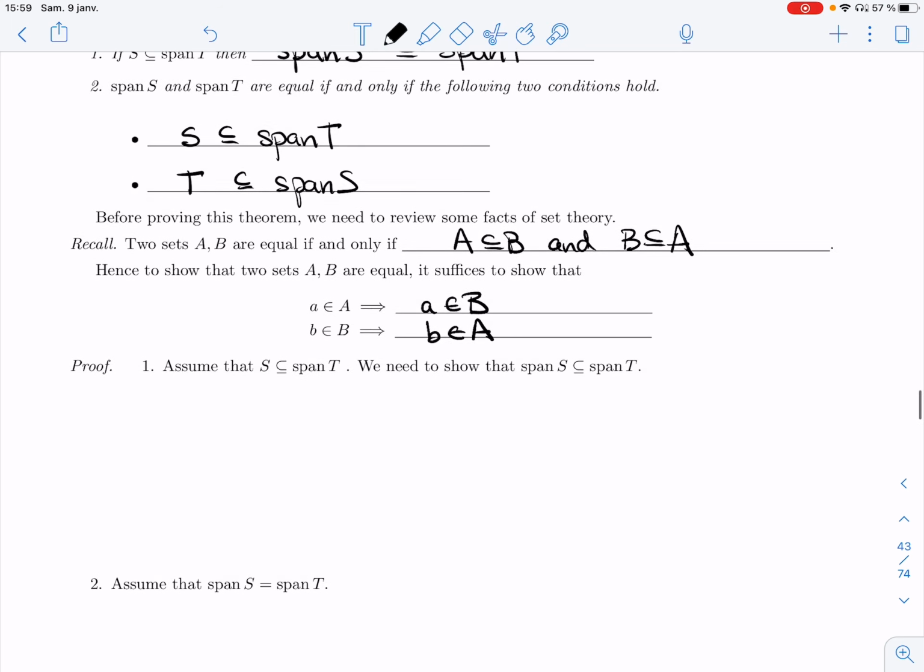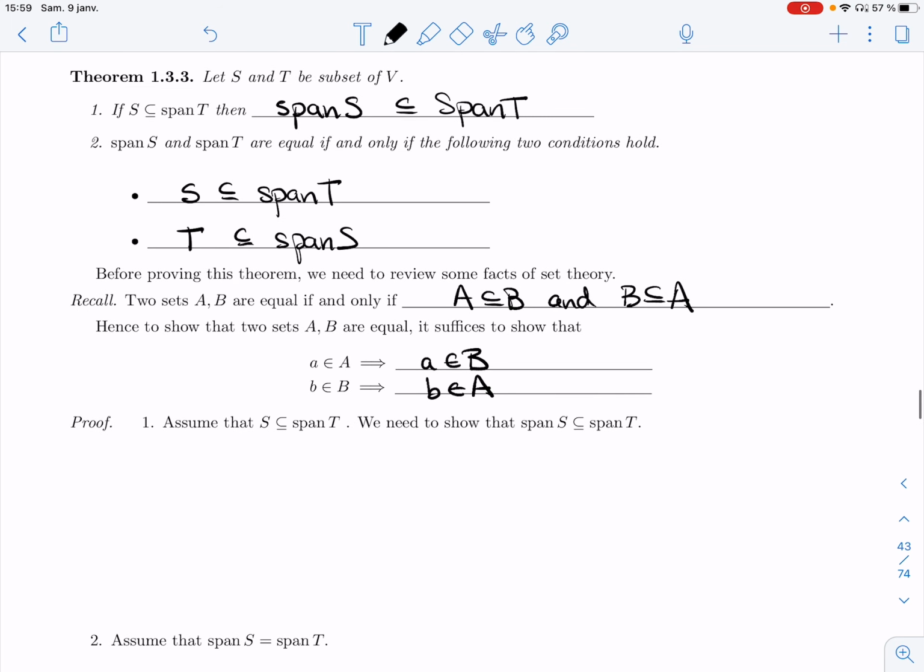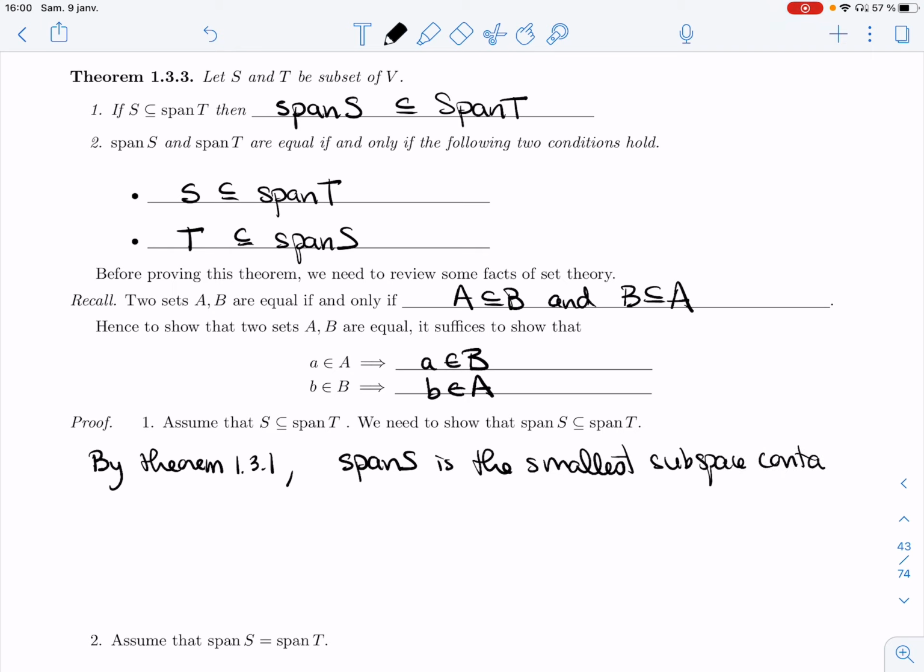All right, so let's prove this theorem. I'm going to assume that S is inside span of T. I need to show that span of S is inside span of T. That's not hard because we've done most of the work before, in Theorem 1.3.1. So we proved that span of S is the smallest subspace containing S.